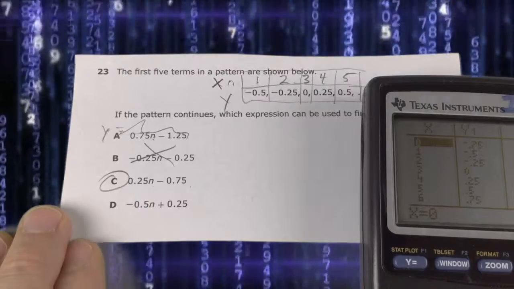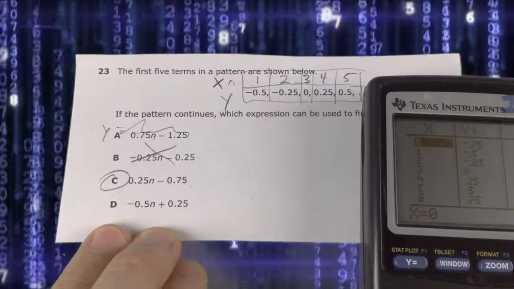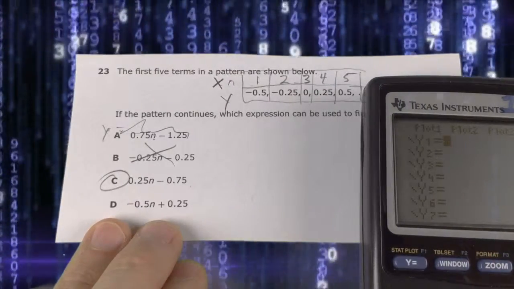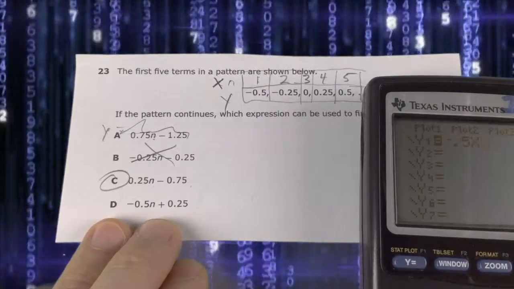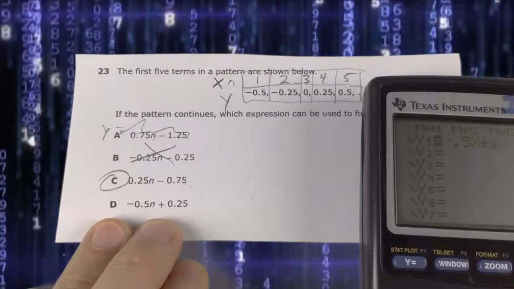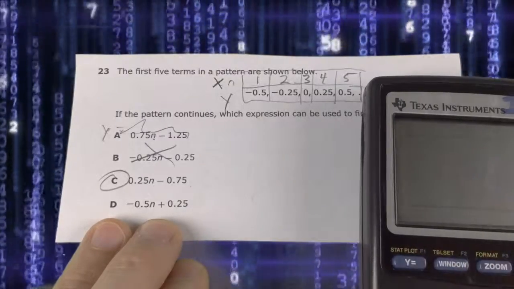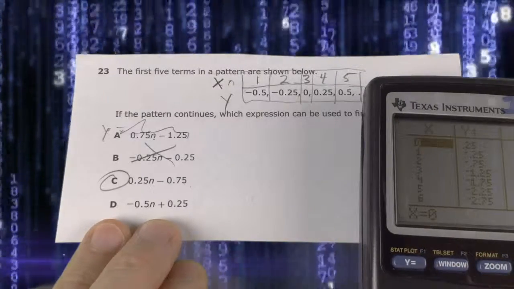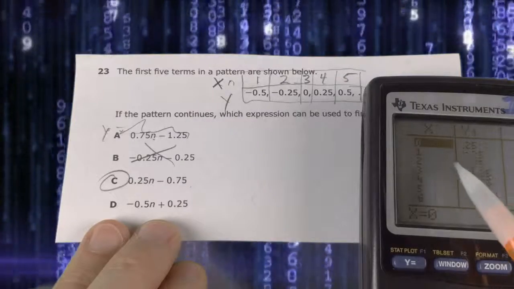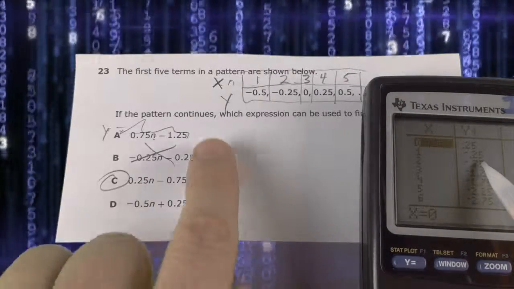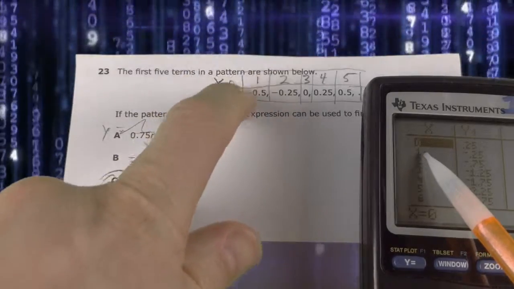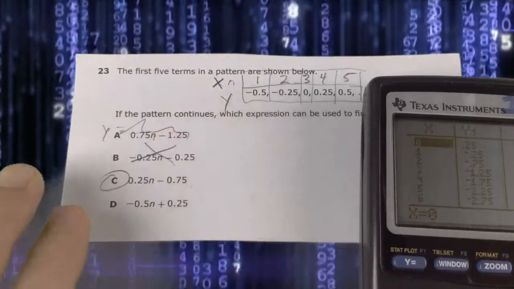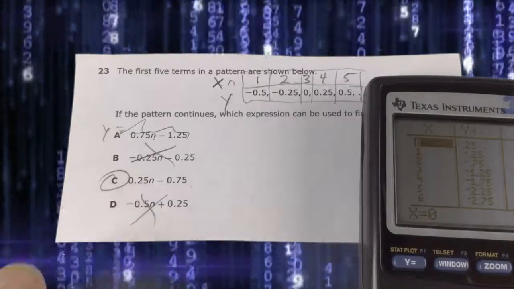Let's just be double sure and look at choice D. Negative 0.5x plus 0.25. Second graph. We have 1 and negative 0.25, but this is 1 and negative 0.5. You see that this 1 should go to that, but it goes to this. So that one's not working either. So the correct answer is choice C.